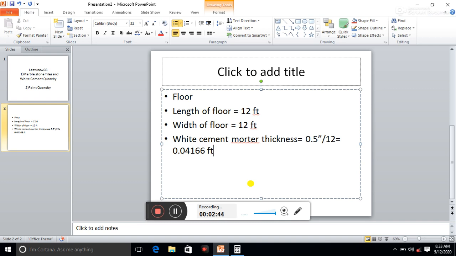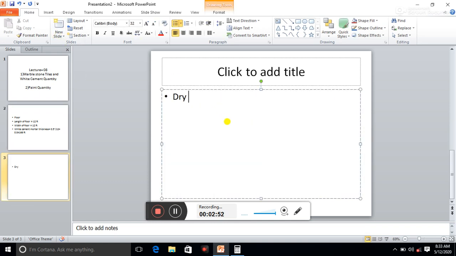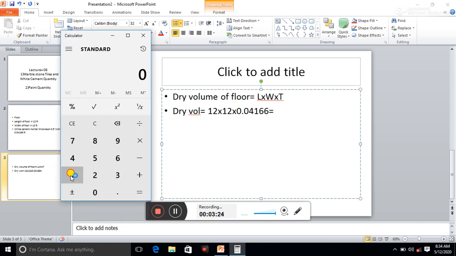Okay, so now first of all we have to find the dry volume of the floor. It will be equal to, with the formula, length into width into thickness. So dry volume will be equal to: length is 12 feet, width is also 12 feet, thickness is 0.04166. So it will be equal to 12 into 12 into 0.04166.